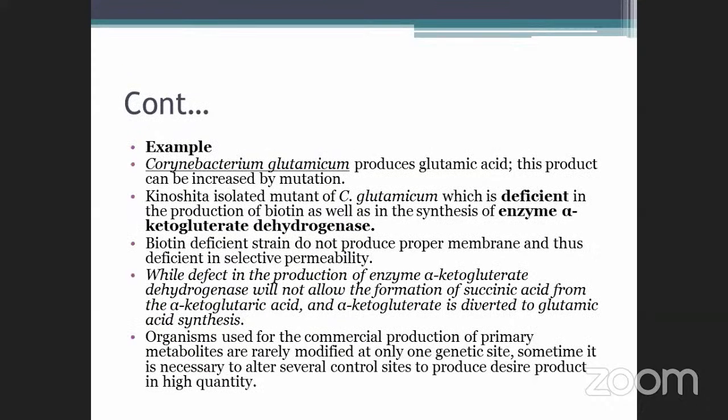So this is an example of what we are discussing, citric acid. I think this is an example of Corynebacterium glutamicum, where there is a deficiency in the production of biotin as well as in the synthesis of alpha-ketoglutarate dehydrogenase. So that means you are ultimately searching for those strains which are defective in certain enzymes, and because that enzyme is defective, whatever substrate is utilized by that enzyme will not be converted into product. So that substrate is concentrated.